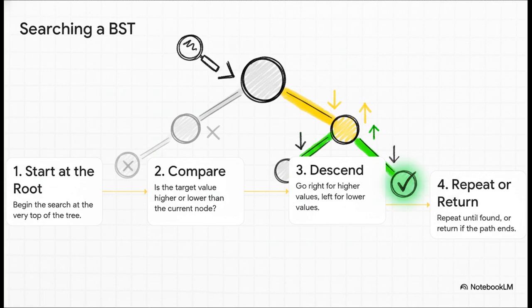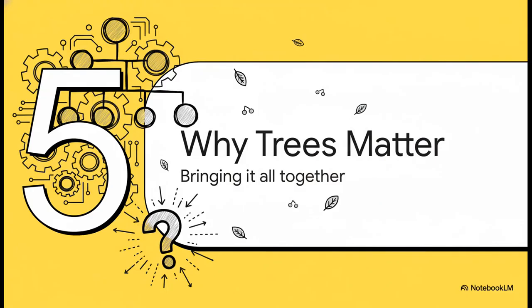35 is higher than the root, so we can completely ignore the entire left half of the tree. We just go right. At the next node, we ask again, is 35 higher or lower? This time it's lower, so we go left. And boom, there it is. In just 2 steps, we zeroed in on our number by throwing away huge chunks of data with every single decision. It's so elegant.